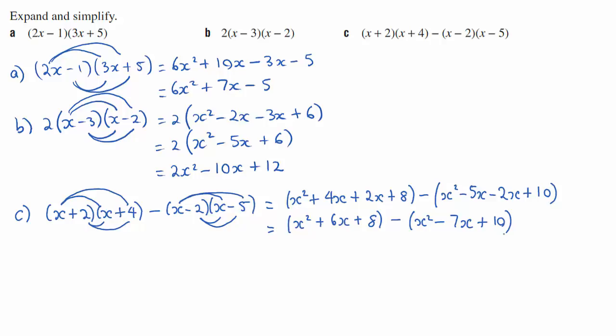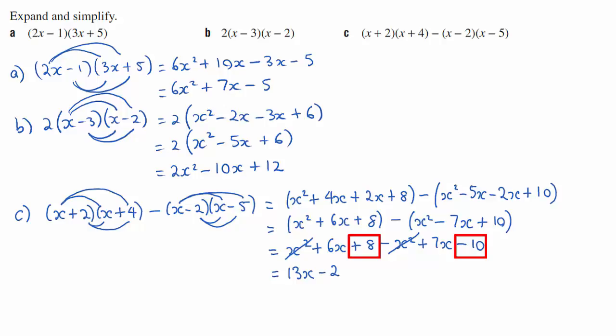Now I'm going to multiply out that negative in our second expression and remove all the brackets. So I have x squared plus 6x plus 8, and then negative x squared plus 7x minus 10. Now I'm going to collect my like terms. Well, x squared minus x squared is 0x squared, and then I have 6x plus 7x giving me 13x. In terms of my constants, I have plus 8 minus 10, so I have minus 2. So my answer is 13x minus 2.